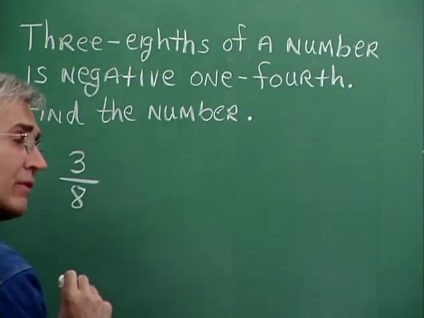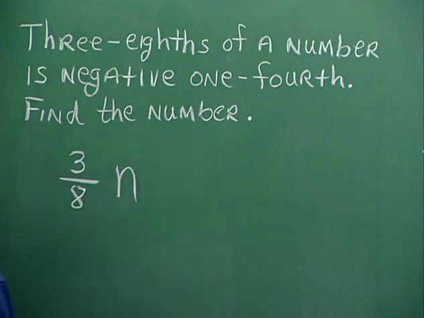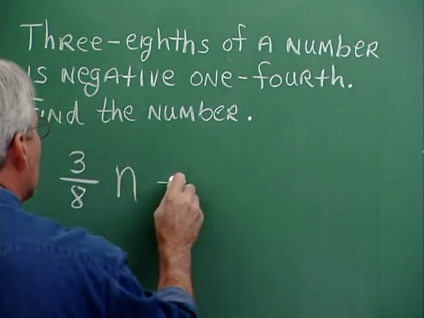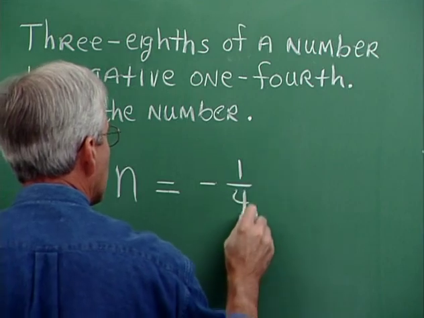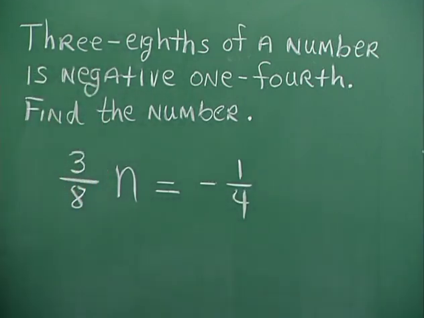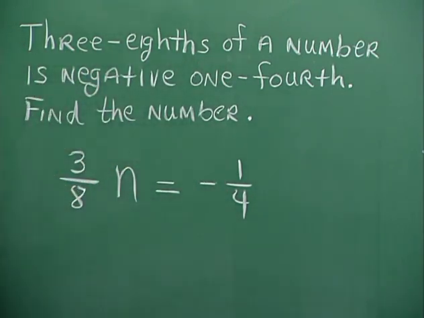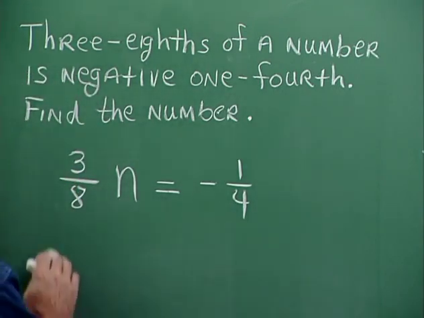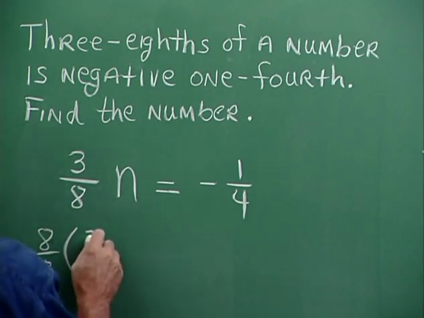Let's let a letter stand for the number. Let's let the letter be, I don't care, n. 3/8 n means is equal to -1/4. See, that's all there is to it. And so it's just a direct interpretation of what we read. We write this in a mathematical form, and now we solve the equation. To solve this equation, the fast way is to just multiply by the reciprocal. The reciprocal is 8/3, so I'm multiplying on both sides by 8/3.